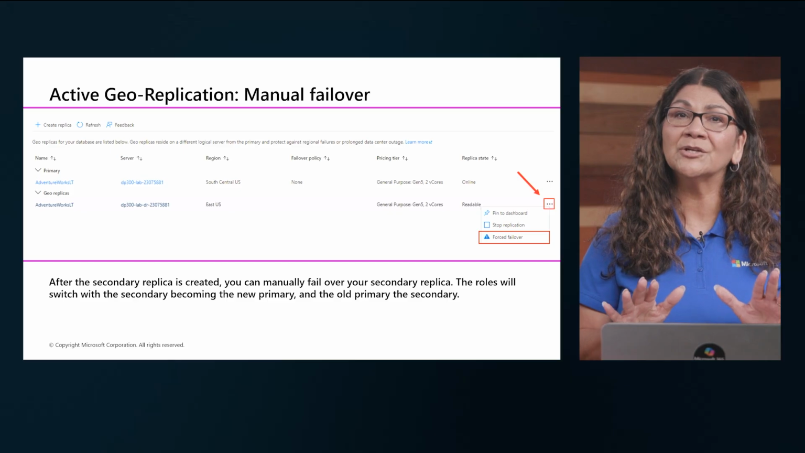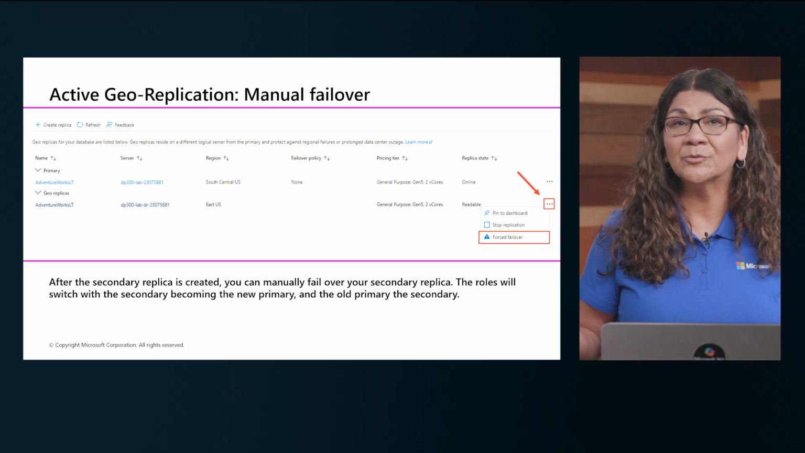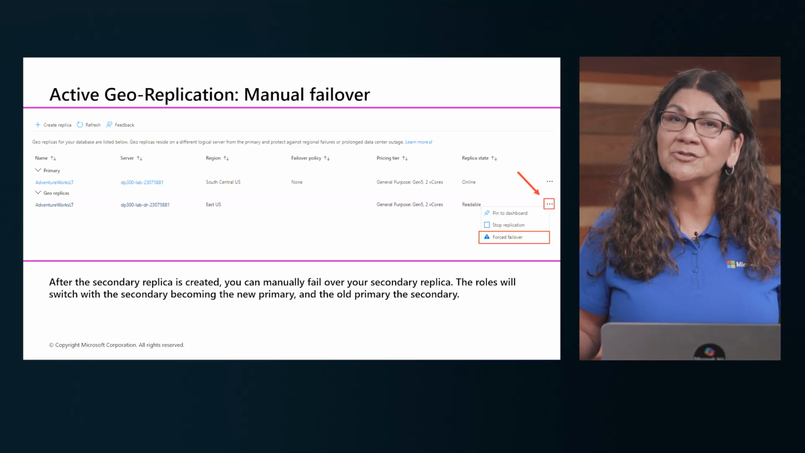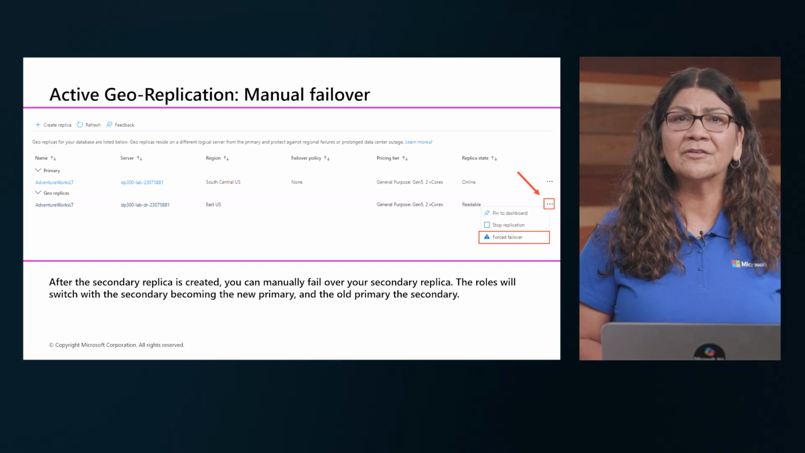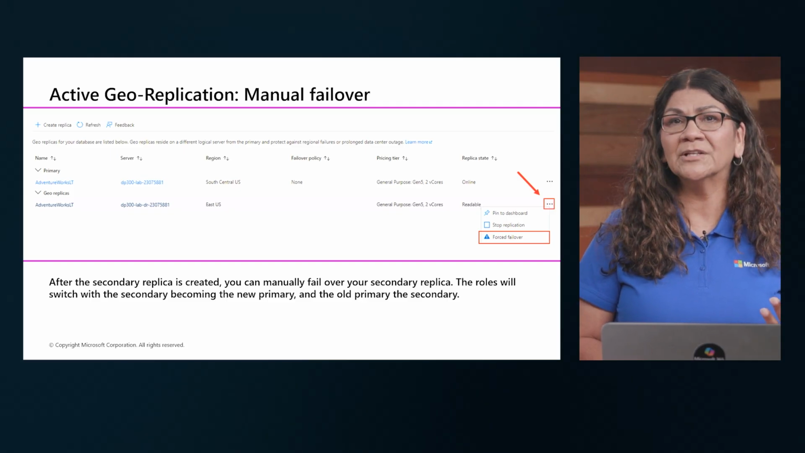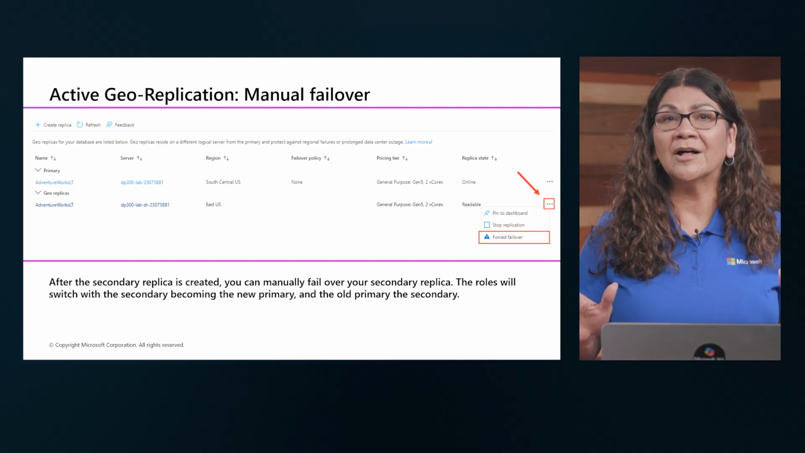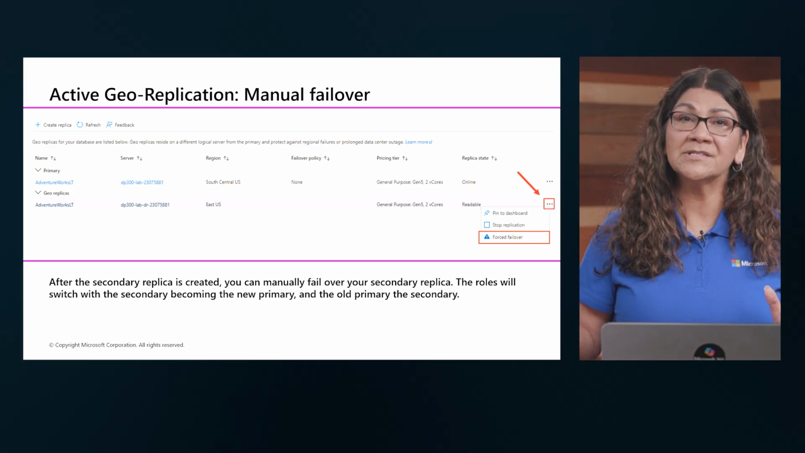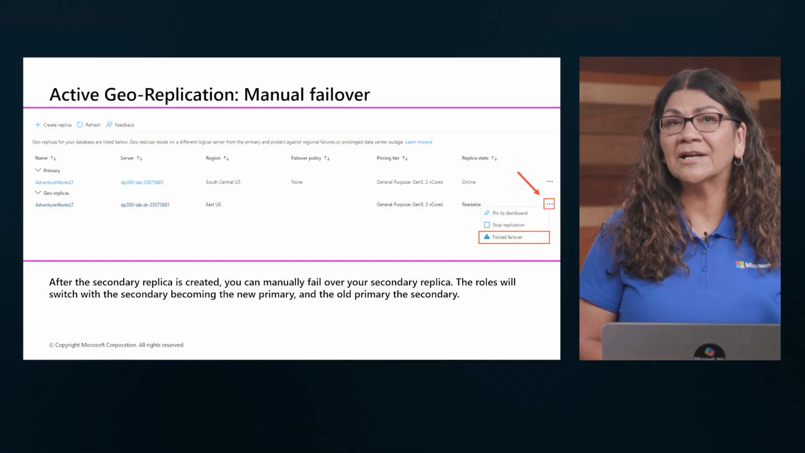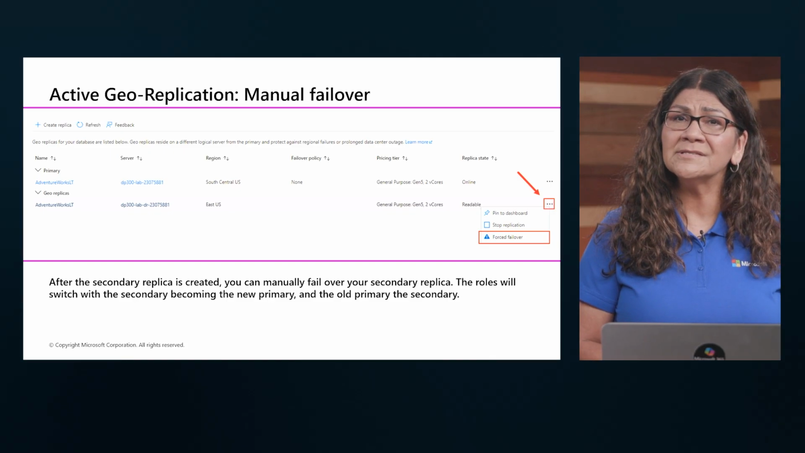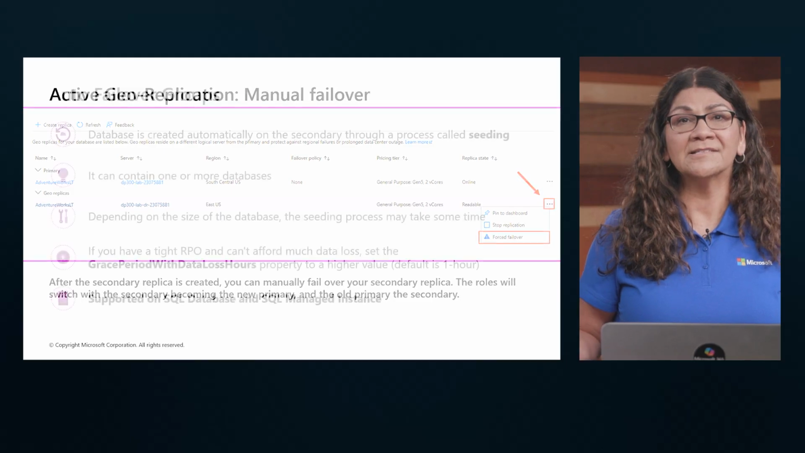Key use cases include business continuity during regional outages, load balancing for read-intensive applications, and geo-distributed apps requiring local data access. Benefits include minimal downtime during failover, improved data accessibility, and enhanced resilience against regional failures. Best practices involve regularly testing the failover procedures, monitoring replication lag, ensuring consistent configuration across replicas, and also using readable secondaries for reporting or analytics to optimize performance costs.